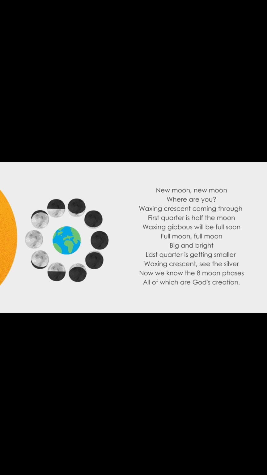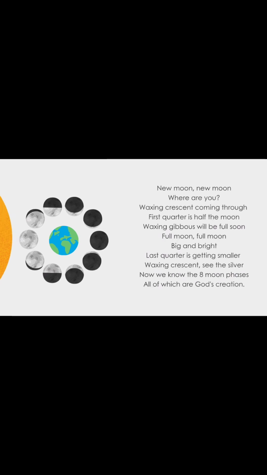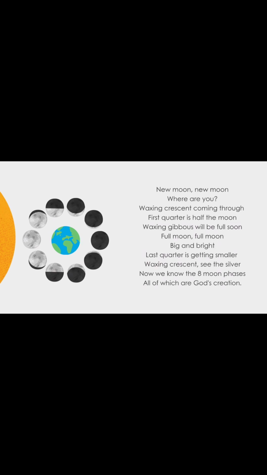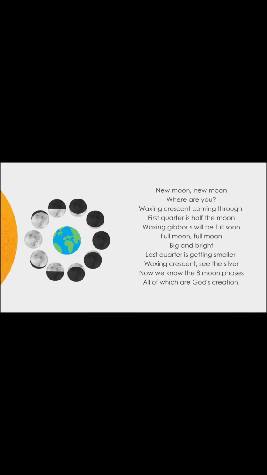New moon, where are you? Waxing crescent coming through. First quarter is half the moon. Waxing gibbous will be full soon. Full moon, big and bright. Waning gibbous less in sight. Last quarter is getting smaller. Waning crescent, see the sliver. Now we know the 8 moon phases, all of which are God's creation.